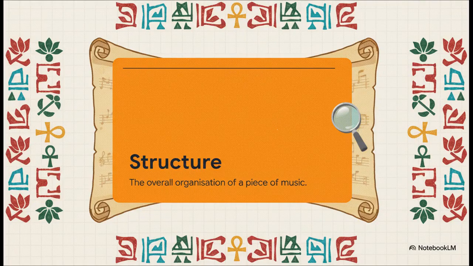And just like a good story is organized into a beginning, middle, and end, a song needs a structure. This is the song's map. The classic example you already know is the verse-chorus-verse structure in most pop songs. It basically tells the listener where they are in the musical journey.